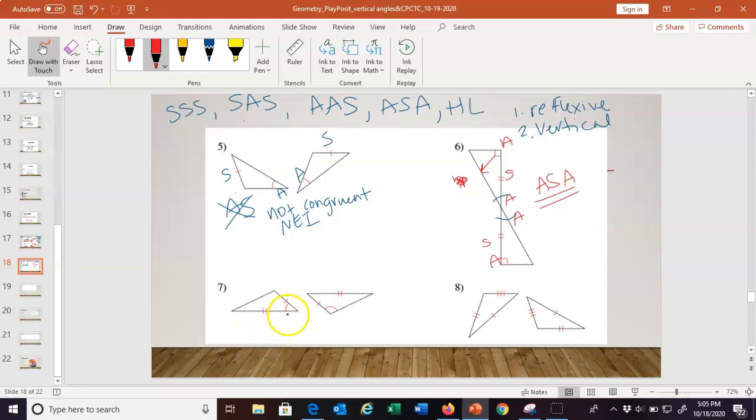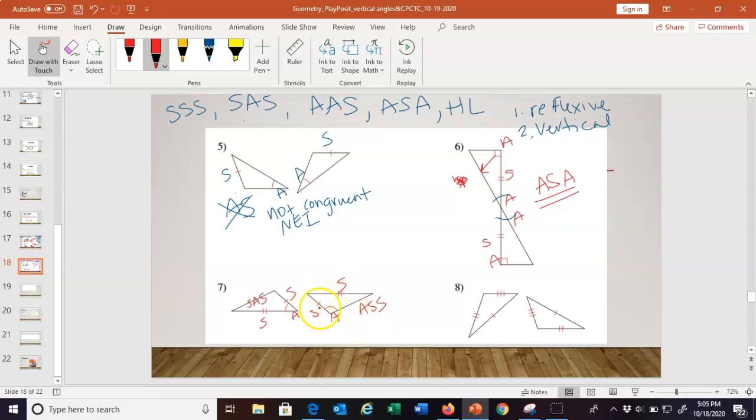Okay, number 7. Let's get to marking and labeling. We have a side, we have an angle, we have a side. Here we have an angle and a side and a side. Okay, so this triangle is side, angle, side, right? Like if you were to read it as you've written it in either direction, side, angle, side.